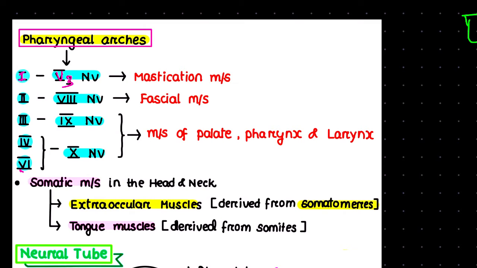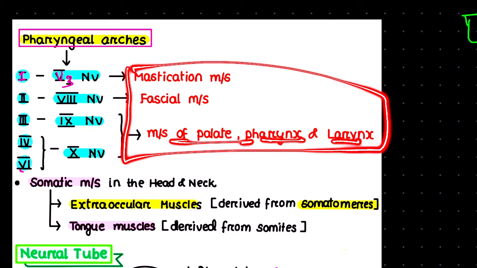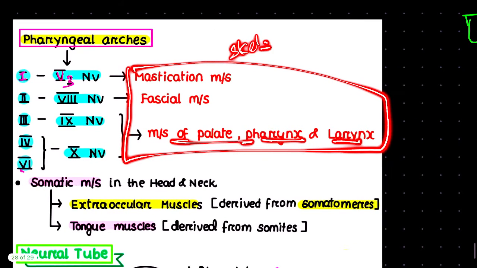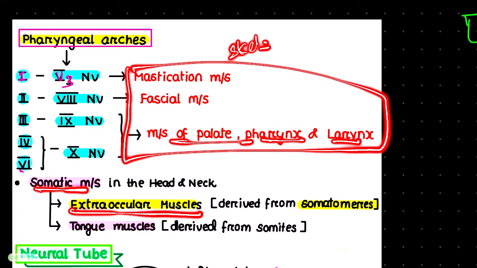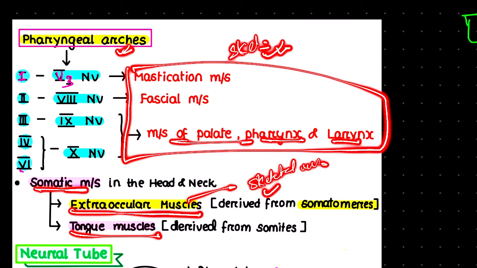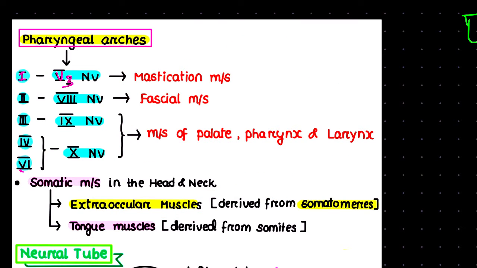So under skeletal muscles, we studied these pharyngeal arch derivatives: muscles of mastication, facial muscles, muscles of palate, pharynx and larynx. These are skeletal striated muscles. Similarly, the somatic muscles, extraocular muscles and tongue muscles, are also skeletal muscles. The difference is that the first are derived from pharyngeal arches, whereas the latter are derived from somatomeres and somites. From somites we have got tongue muscles, and from somatomeres we have got extraocular muscles. Now these are two types of muscles.